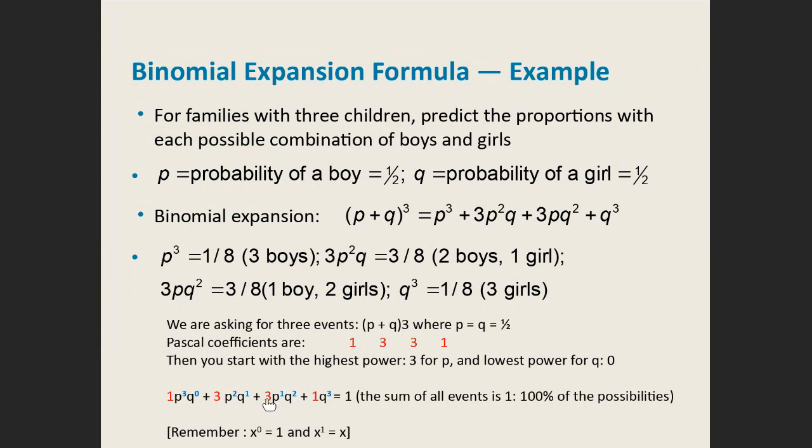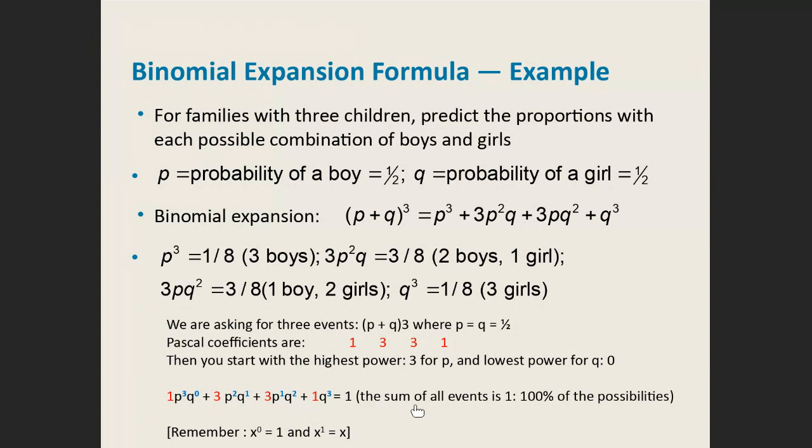The next term, you lower the power of P by 1, so it's 3P, and that gives you Q squared, because 1 plus 2 equals 3. And the Pascal coefficient is again 3, so it's 3P Q squared, which is the third term. And with the same idea for the last term, it's 1Q cubed. Not written here, P to the power 0, which is 1.